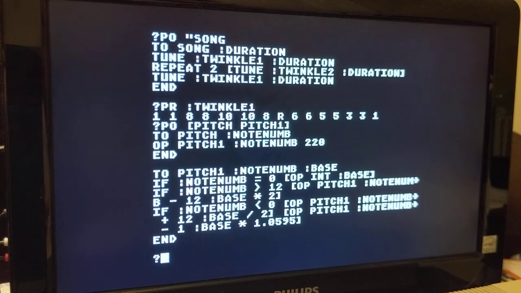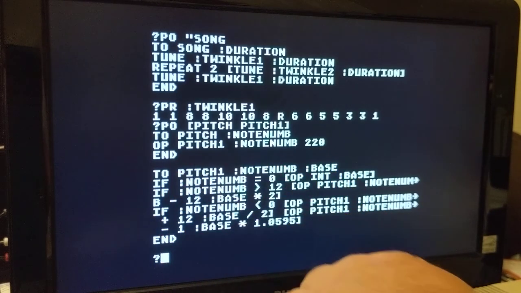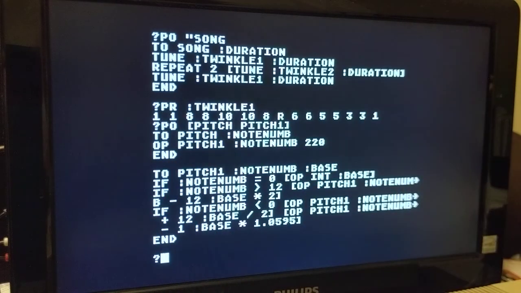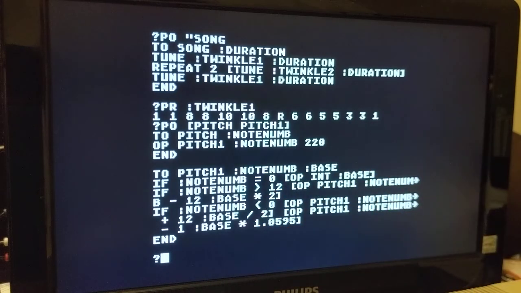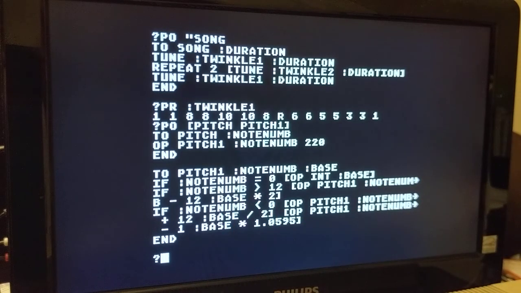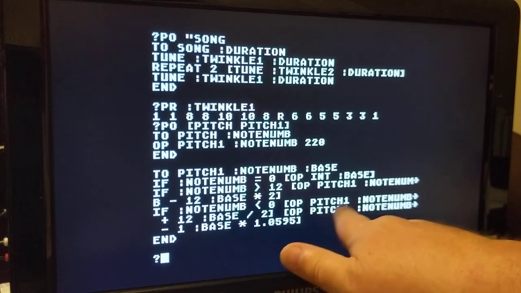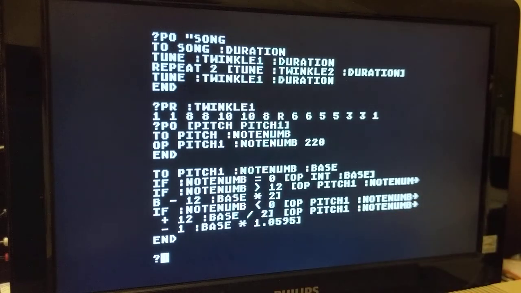All the notes played here are based off of that frequency of A in the third octave, and then these numbers here will vary that frequency depending on what it is. If it's higher than 12, it'll kick it up into the next octave by multiplying the frequency by 2. And if it's below 0, it's in the lower octave, so it'll multiply the frequency by 1/2. Otherwise, if it's within range, there's 12 notes in an octave.